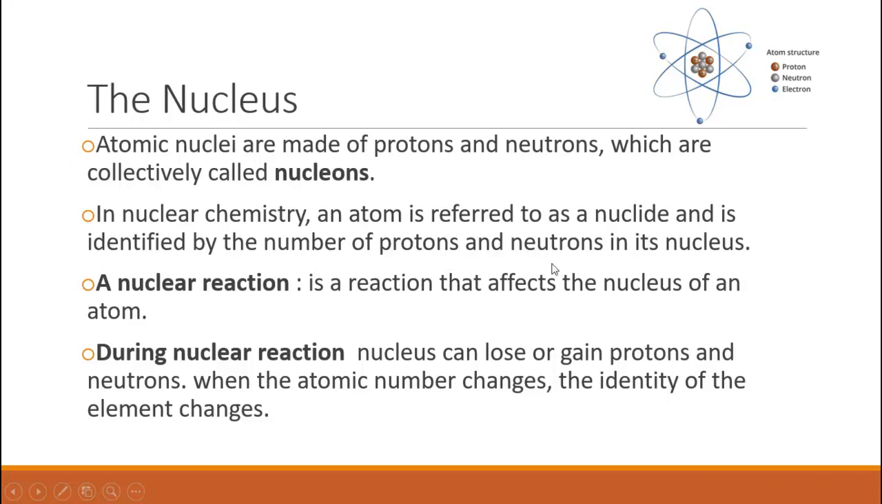A nuclear reaction is a reaction that affects the nucleus of an atom. During a nuclear reaction, the nucleus can lose or gain protons and neutrons. When the atomic number changes, the identity of the element changes.